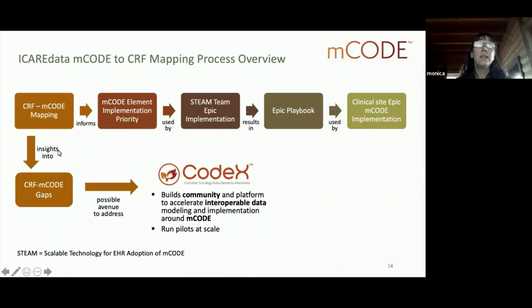Finally, in doing this process, we found out, as I'm sure is no surprise to you all, that everything we needed was not in mCODE. So what do we do? We provided that information, these gaps, back to the Codex community, where we will work on new iterations of mCODE that could more fully serve the needs of the cancer clinical trials community.